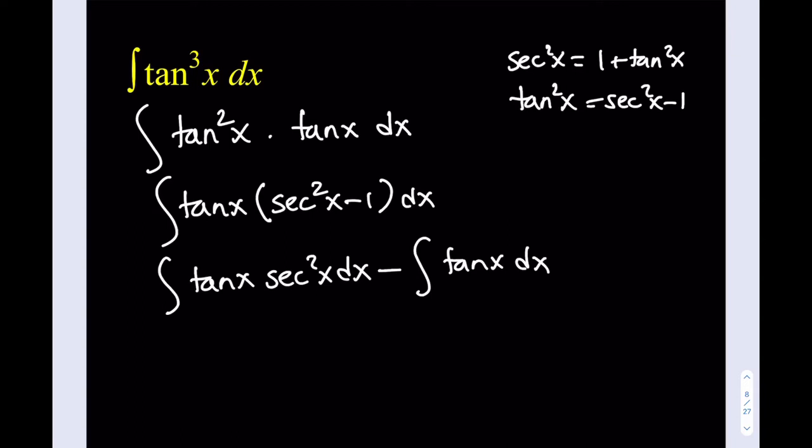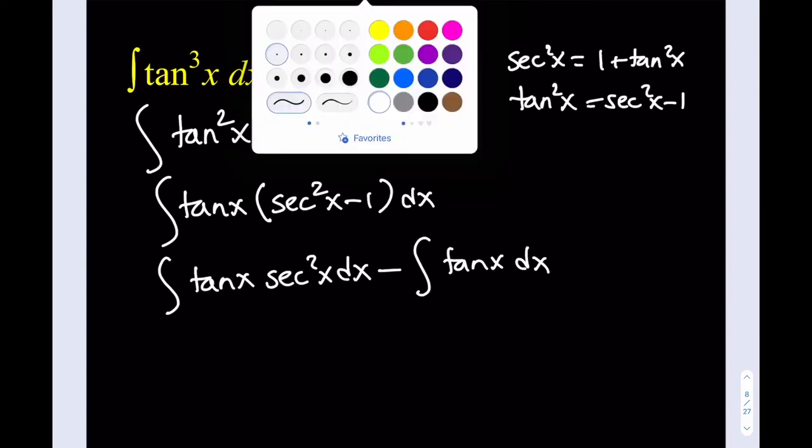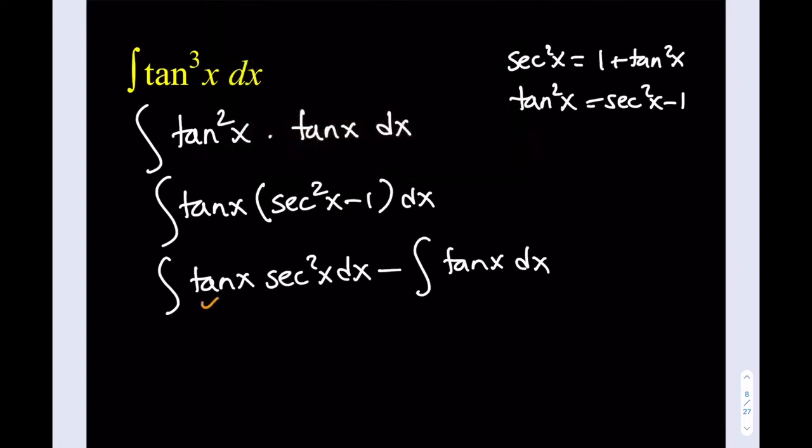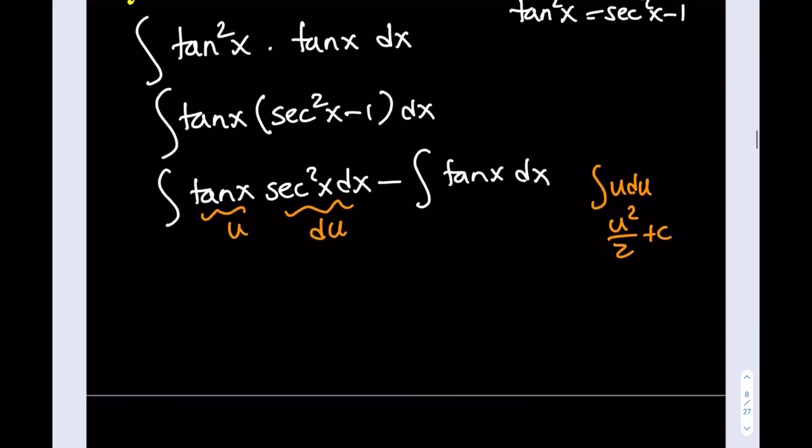Yes, now we do have a tangent x and its derivative, right? What does that tell you? It tells you to use the u substitution. Absolutely right. So this is going to be u, and this is going to be du. And what is the integral of u du? Well, it's just going to be u squared over 2 plus c. So we can just go ahead and integrate this very easily from this point on. This is going to be u squared over 2 plus c.